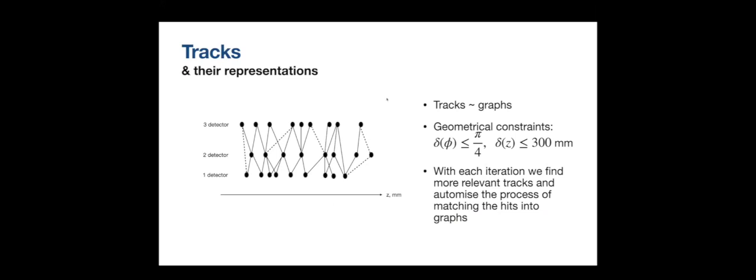The whole data can be represented as tracks, but tracks can be counted as graphs, as you can see here. So we have a bunch of nodes and a bunch of edges between these nodes. What we can do is construct tracks from these points and apply some geometrical constraints in order to filter the possible ones. Geometrical thresholds come from the experiments. And the goal is that with each iteration, we find more relevant tracks and optimize the process of matching the hits into graphs.